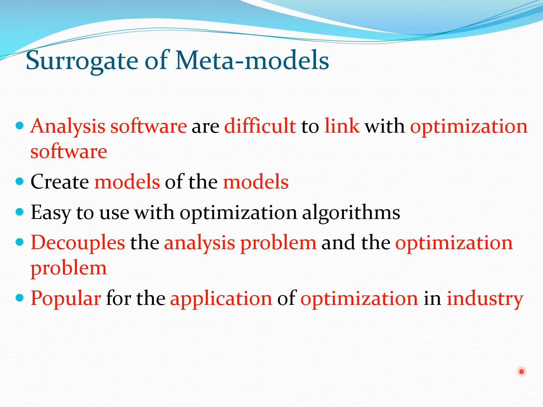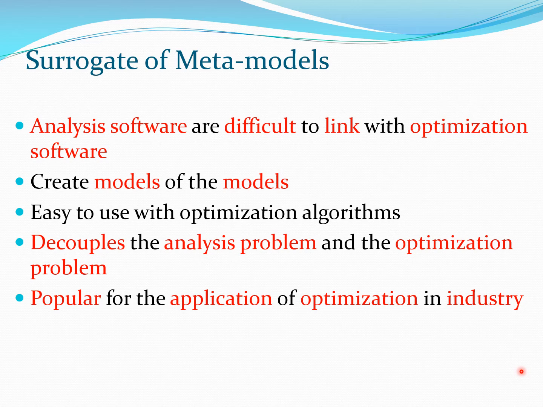So one of the ways to handle this problem of linking optimization software with the computational software is to create a model of a model. And essentially, this is known as a surrogate model or also metamodel. Now, once you have developed these metamodels, these are relatively simple to use with the different optimization methods we have discussed before. And this process of using surrogate model decouples the computational problem or the modeling problem and the optimization problem.